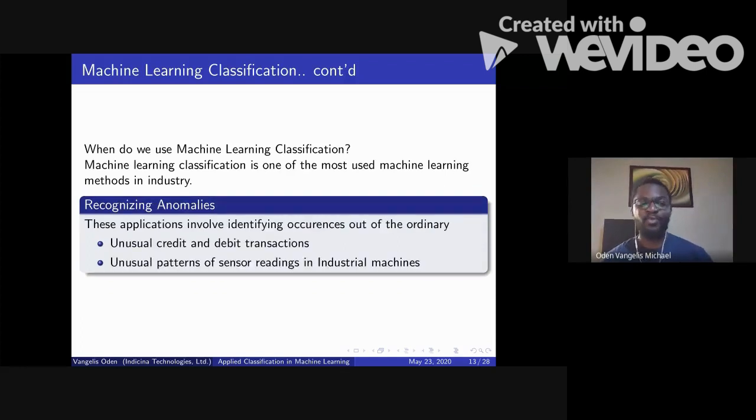Yeah. So the next is recognizing anomalies. Now, these applications involve identifying occurrences out of the ordinary. So unusual credit and debit transactions. I don't know how many of you have possibly gone to withdraw money and you were told you couldn't withdraw money. You probably had to verify who you are, or go to a more frequently used ATM machine before you could withdraw that money. That's basically anomaly detection.